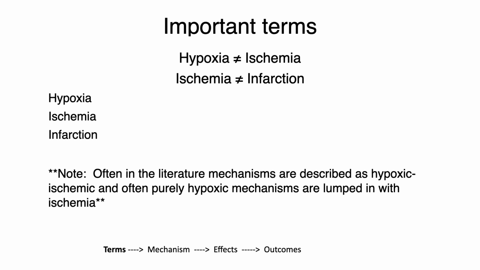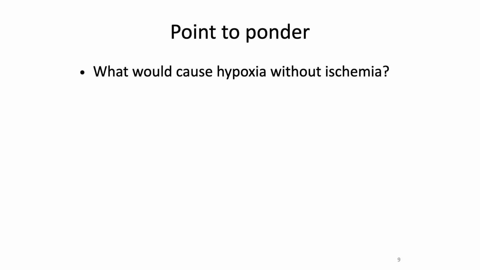And then sometimes you'll hear the term, especially in the brain, hypoxic ischemic, and the 2 mechanisms are kind of lumped together. I think it's sometimes because it's just not knowing exactly which one it is, but sometimes they are lumped together like that. Okay, so one of my points to ponder: what would cause hypoxia without ischemia?